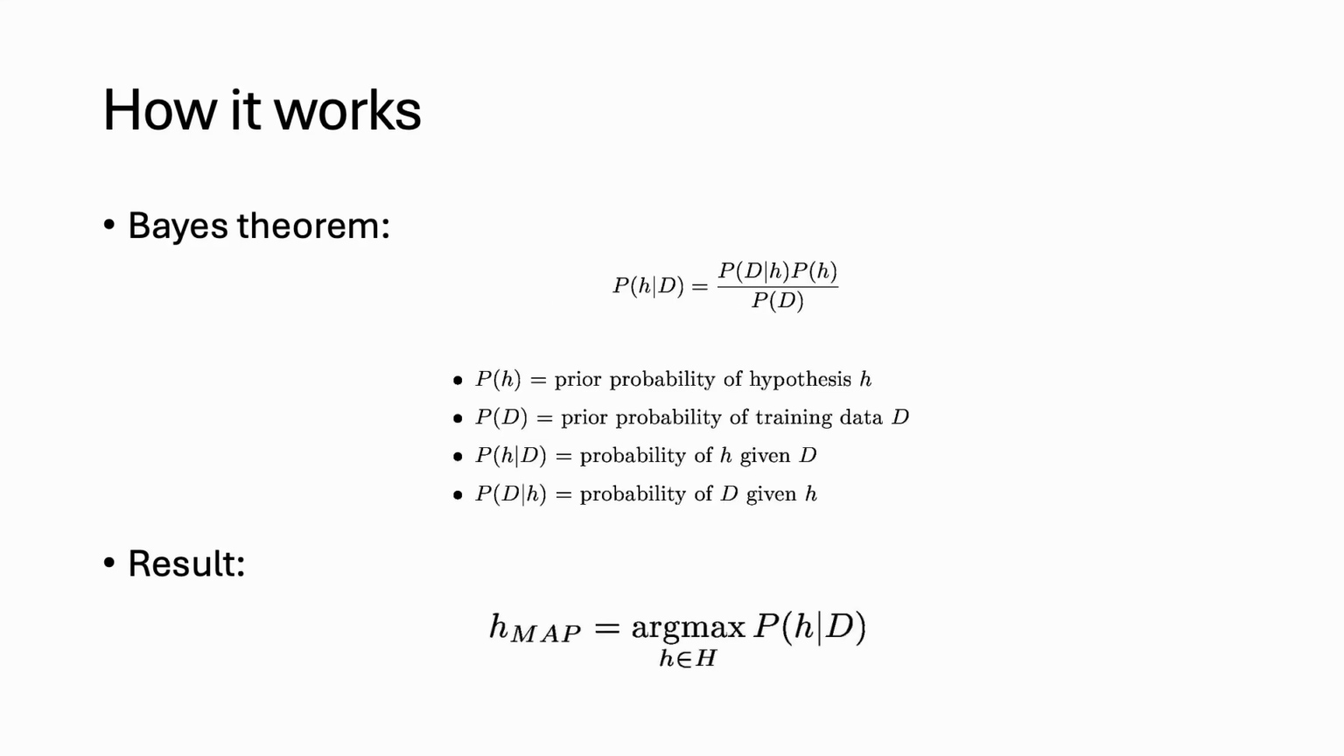Today we will talk about Bayesian. The Bayesian approach is based on Bayes theorem, which is the probability of the hypothesis H given the dataset D is equal to the probability of D given H multiplied by P of H, divided by P of D. This results in the chosen hypothesis being the one that has the maximum value of P of H given D.